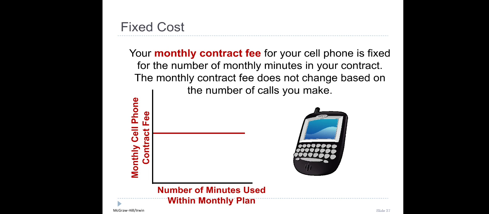Okay, and then what is a fixed cost? So fixed cost is a cost that will not change, even though the quantity of production or activity of production is changing.